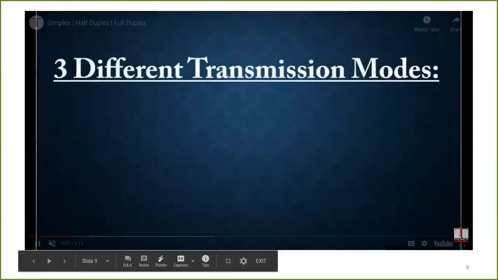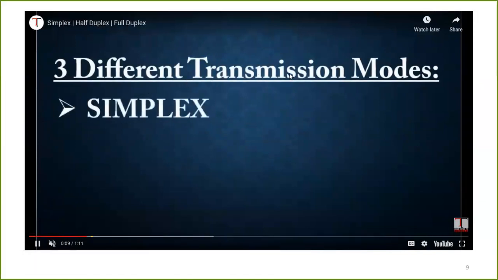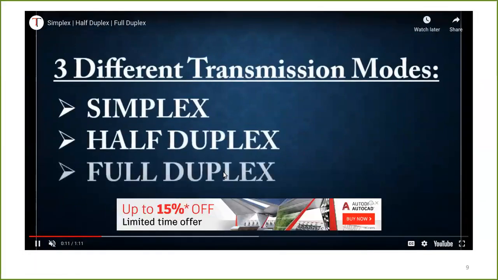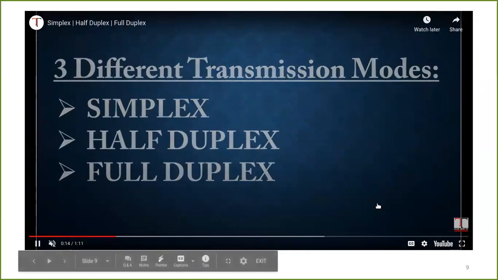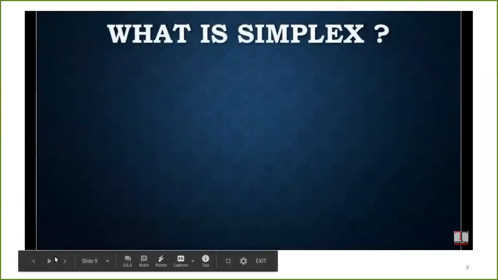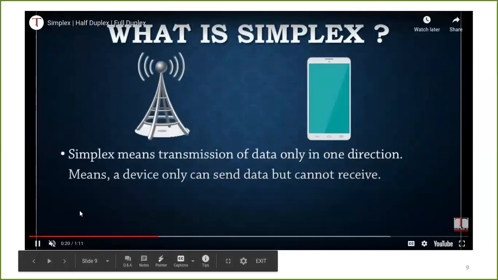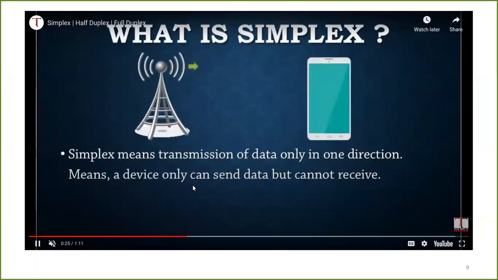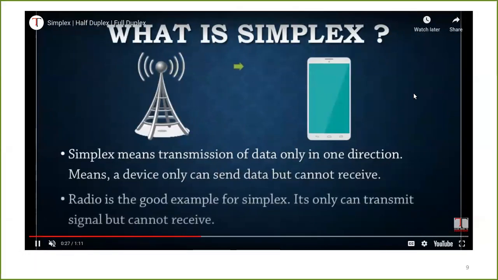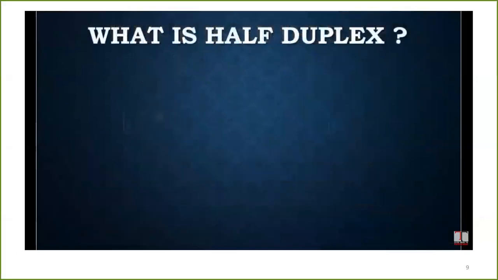So coming to the methods over here. The first one is, here we have three different transmission modes: simplex, half duplex, and full duplex. So what is simplex? In simplex, the data is transmitted in one direction and the device can only send the data but cannot receive. A very good example for simplex is radio.